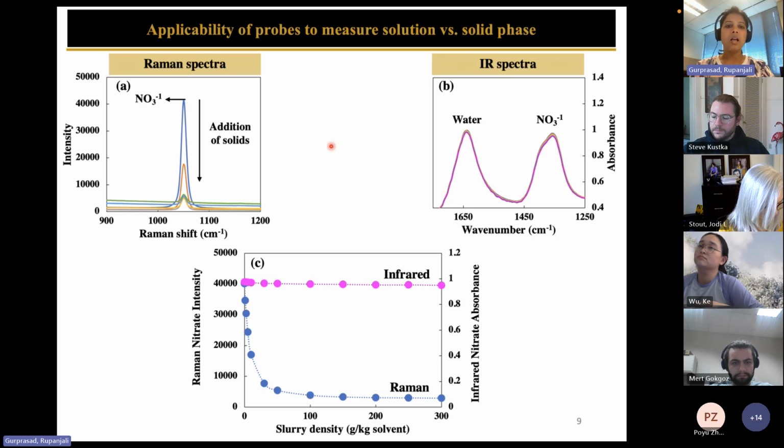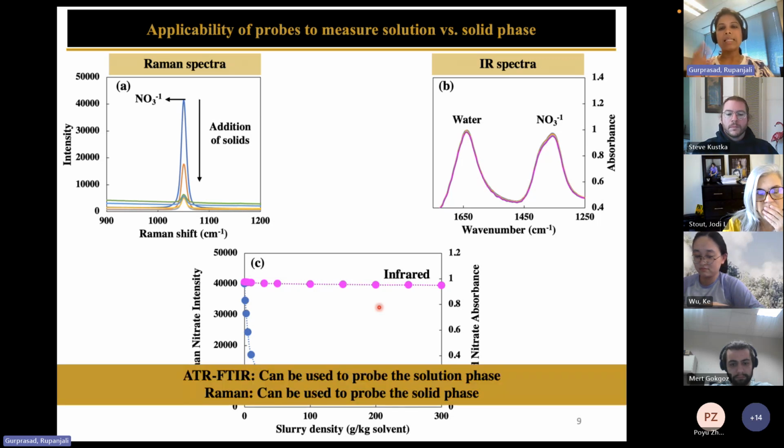And we monitored what happens to the Raman as well as the IR signal of this nitrate anion in the presence of these solids. If we look at figure C here, what we realized was that if we were to track the nitrate Raman intensity, it actually starts to decrease with the addition of solids. Whereas if we look at the infrared absorbance, we see that it largely stays unaffected in spite of the solid loading being so high. So this simple experiment made us realize that maybe we can selectively use the IR and the Raman probes, where the FTIR can be used to probe the solution phase, and the Raman probe can be used to probe the solid phase.